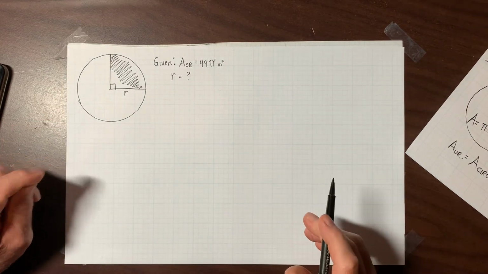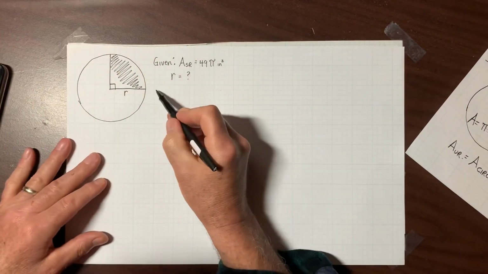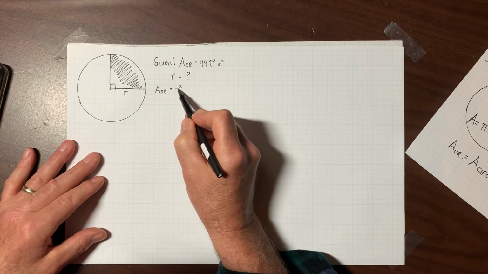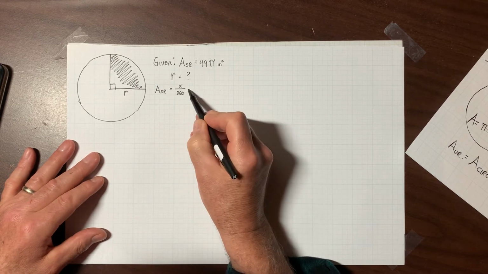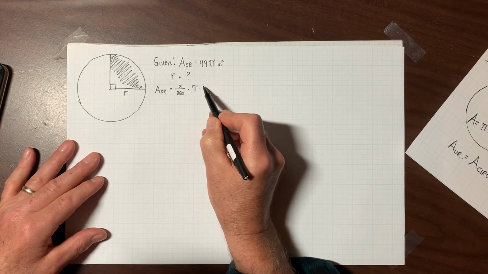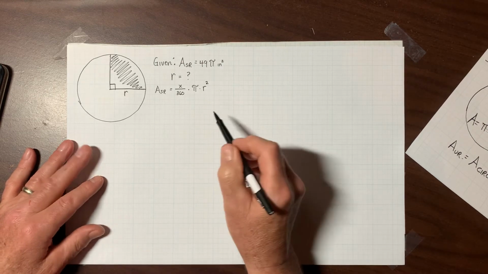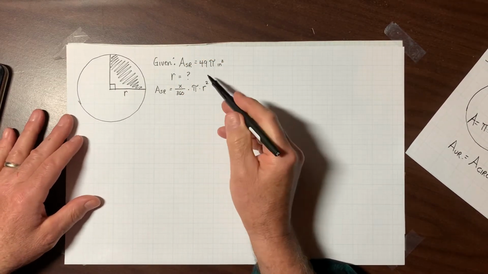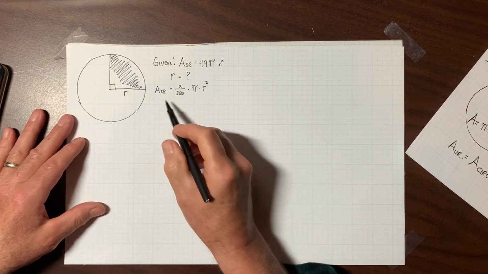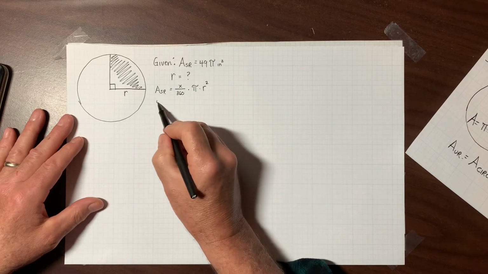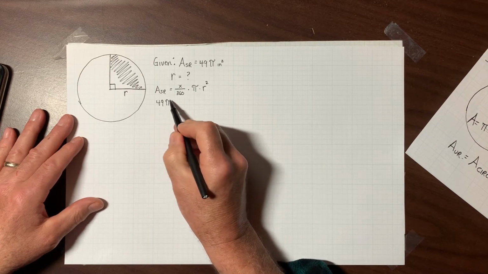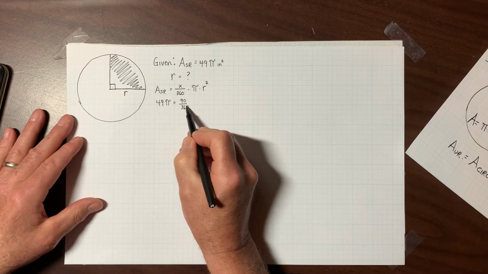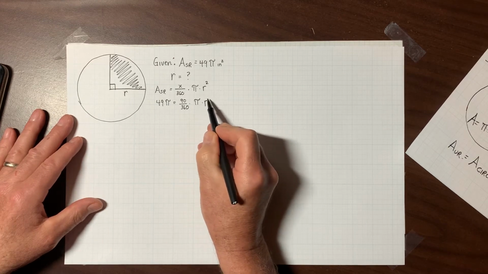So I'm going to start by writing my formula. The shaded region is a sector. So the area of the shaded region has to equal x over 360 times the area of the circle, which would be pi times the radius squared. The algebraic approach here is to plug into the formula the information we have and then solve for R. So the area of the shaded region is 49 pi, so I put that in. X is 90 times pi times the radius squared.